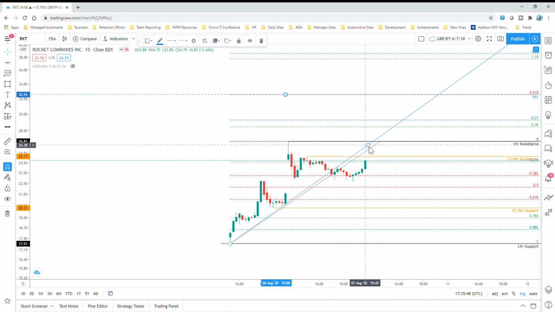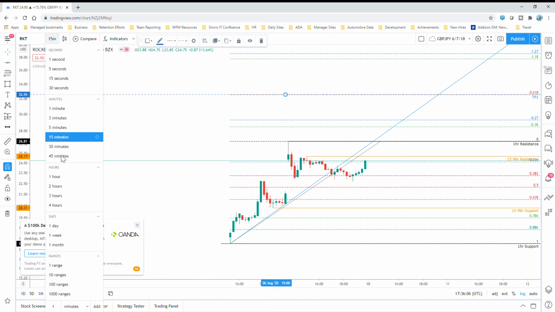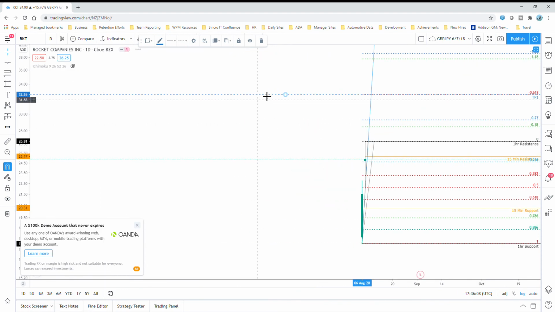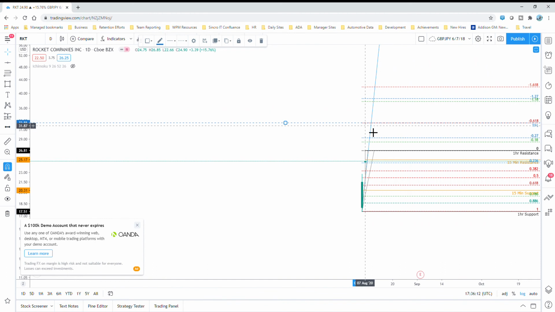There's a possibility we could get a bounce off this 1 hour resistance and a pull back down here to the 15-minute resistance, maybe even to the entry of the IPO. But this 32.55 is going to be our first target, with our long-term target back on the 1 day. So yeah, so that's our TP right there.